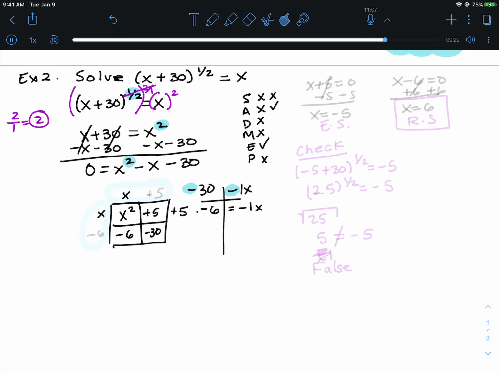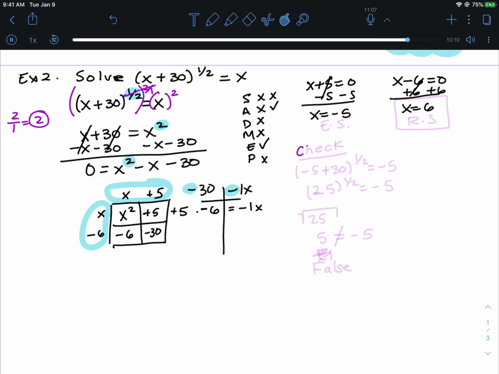So that's x and x, positive 5 and negative 6. These two are going to be my answers right here. Set them equal to 0. Solve for x. Now, one of these is going to be real, one of these is going to be extraneous. We have to figure this out because you cannot have two solutions. It's either going to be one or the other. So let's figure this out.